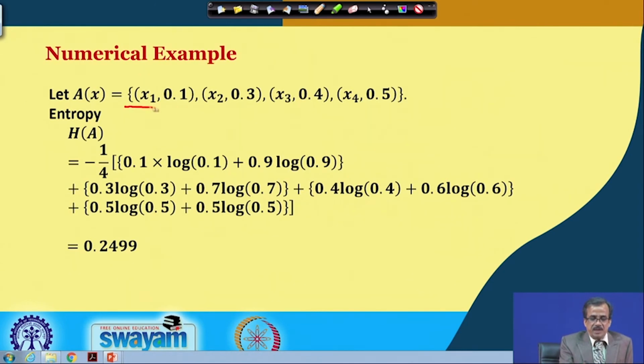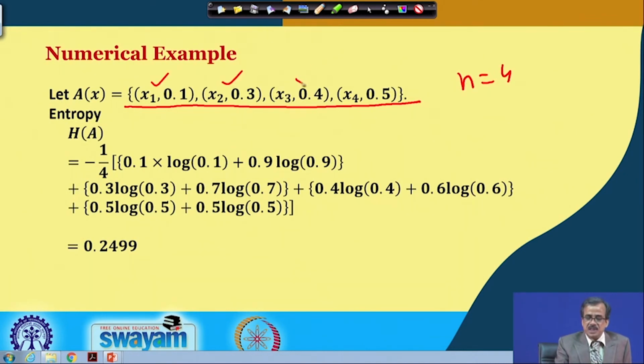Supposing that I have got a discrete fuzzy set A(x) like this, and its entropy. So, according to the rule which I have already discussed, it is nothing but minus 1 divided by n. Now, small n is equal to 4 here, because I have got 4 such elements x1, x2, x3 and x4.